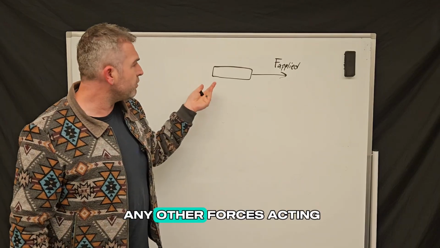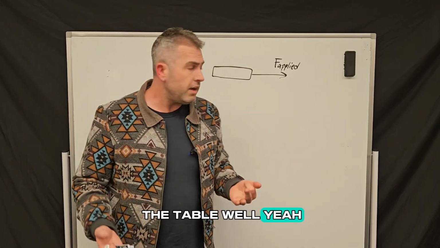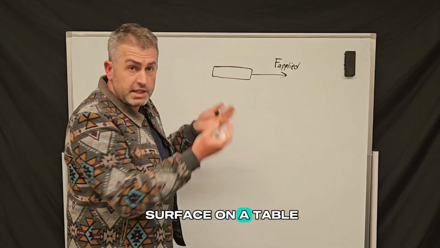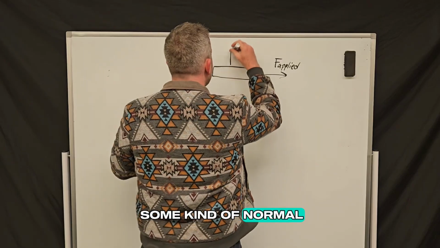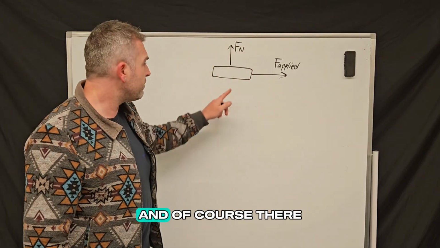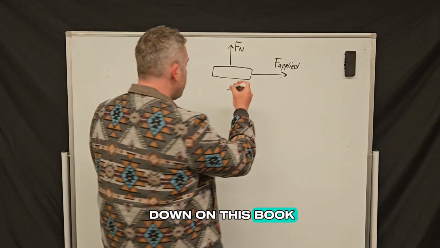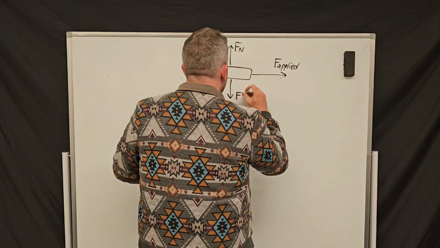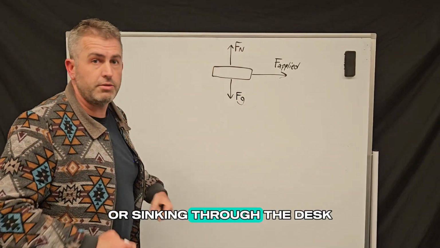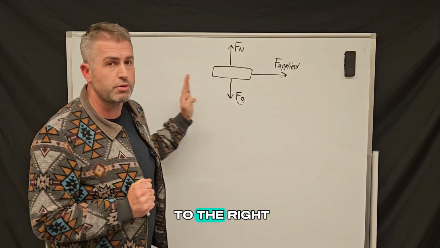Can you think of any other forces acting on this book as it sits on the table? Well, yeah, just like when it was in my hand, if it's on a surface, on a table, there has to be some kind of normal force holding it up so that it doesn't sink through the table. And of course, there is a force of gravity because the Earth's always trying to pull down on this book. And as we said before, these two forces have to be equal so that it doesn't start flying or sinking through the desk.